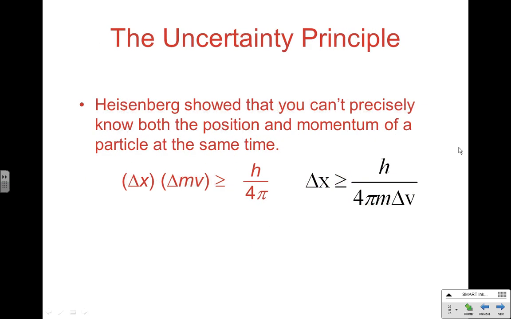Now, related to this idea is Heisenberg's uncertainty principle, which you may have heard about last year in pre-AP chemistry. And what Heisenberg was trying to do was to show that you can't precisely both know the position and the momentum, and momentum would be tied to energy of a particle, at the same time.